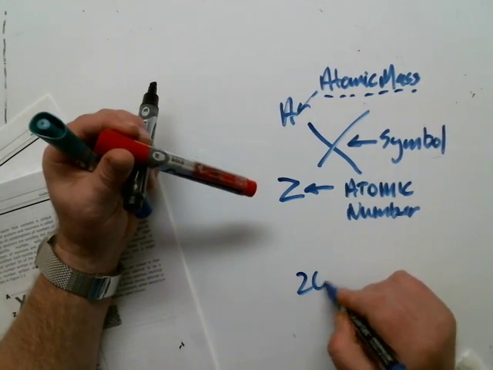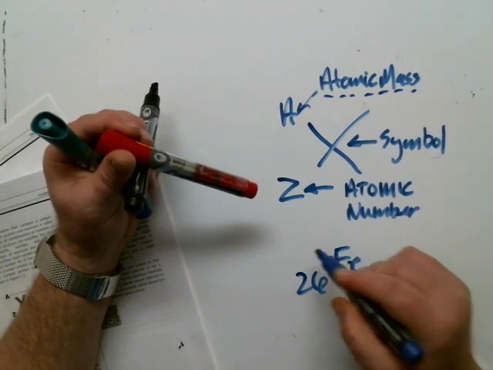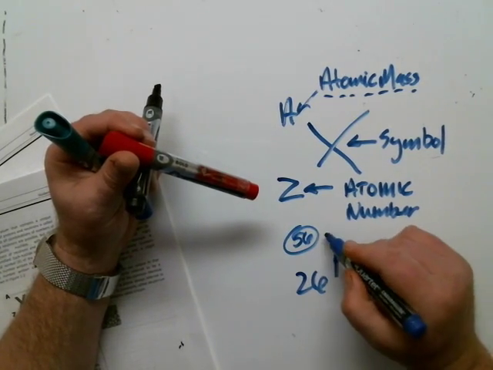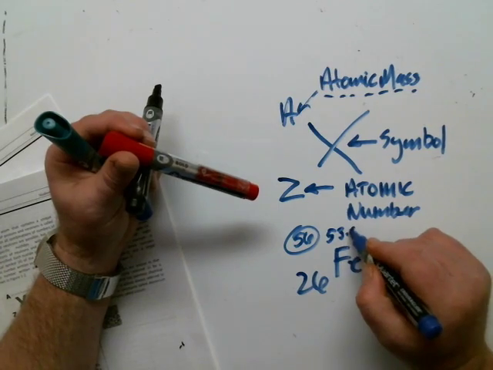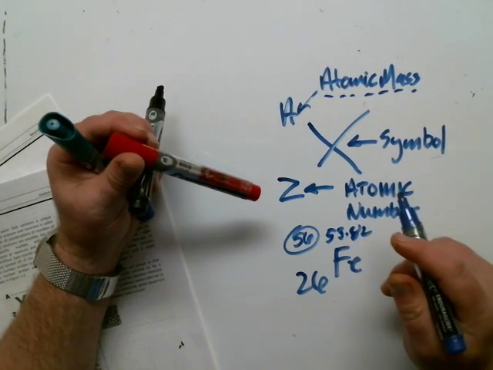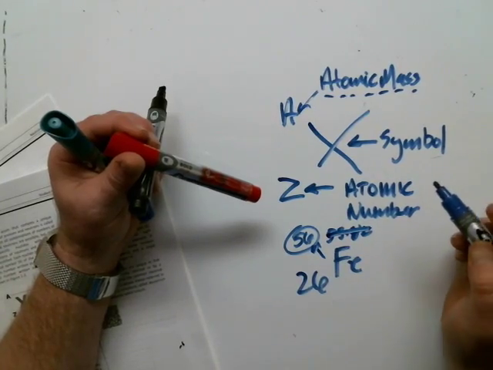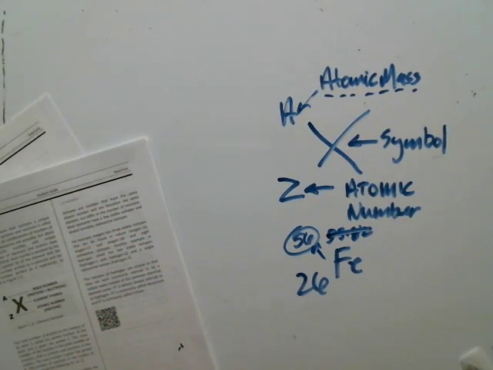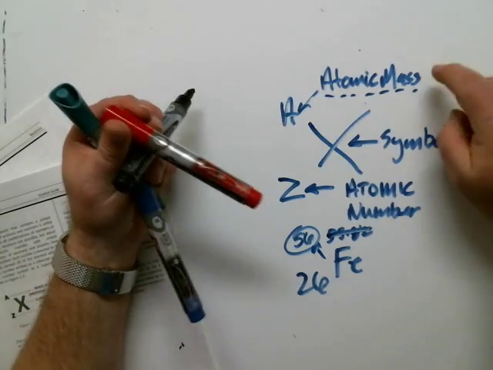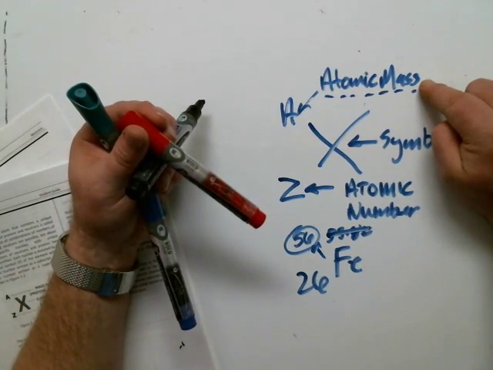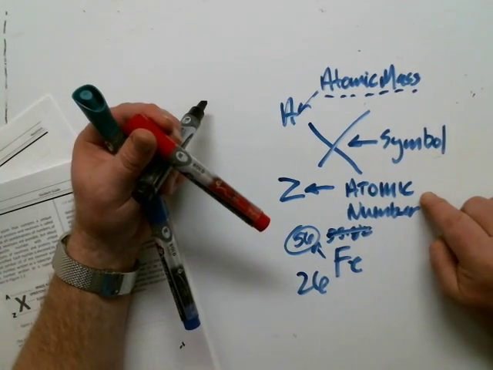So you may get a number that's got a decimal point after it. You may see 26 Fe, and then you're not going to see the 56 on the periodic table. You're going to see 55.82 or something like that. I can't remember the exact atomic weight. For our purposes, we round it up to 56, and it's the atomic mass. And we know that the atomic mass is the mass of the protons plus the neutrons. The atomic number is just the protons.